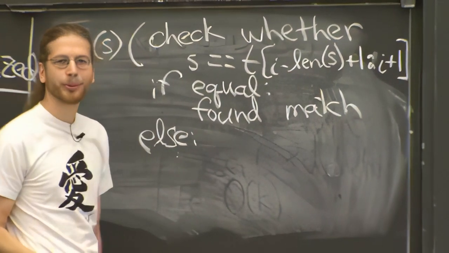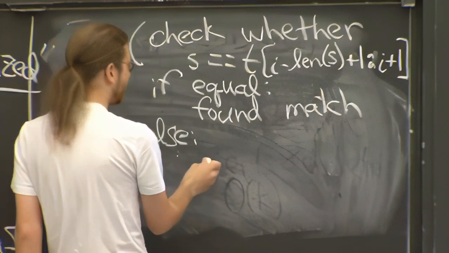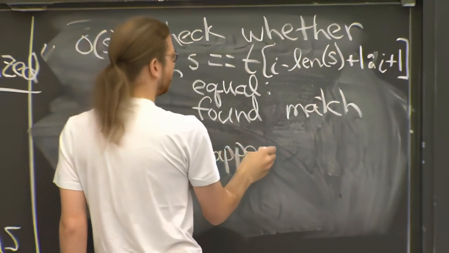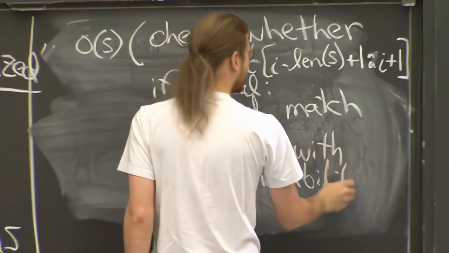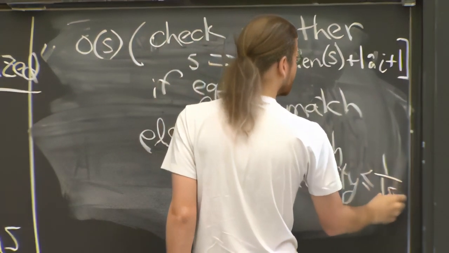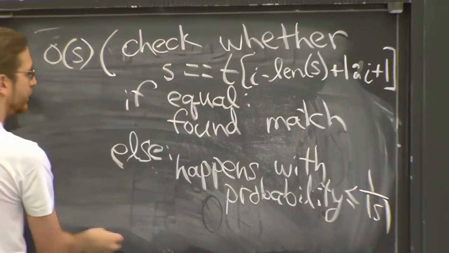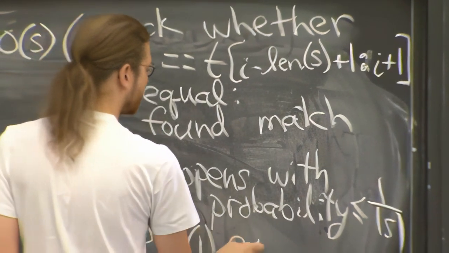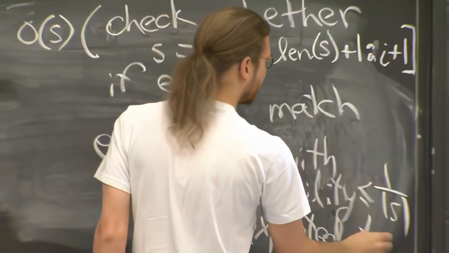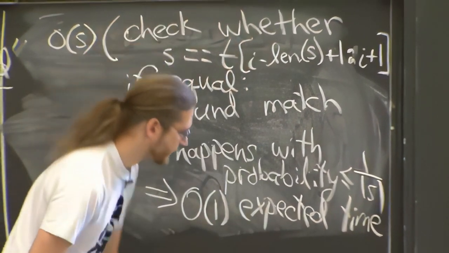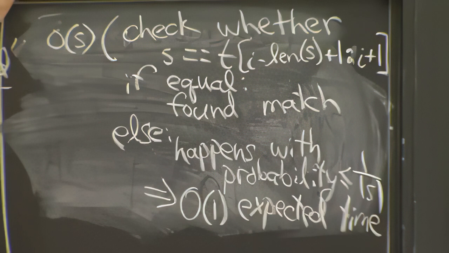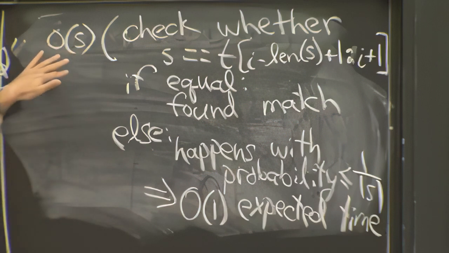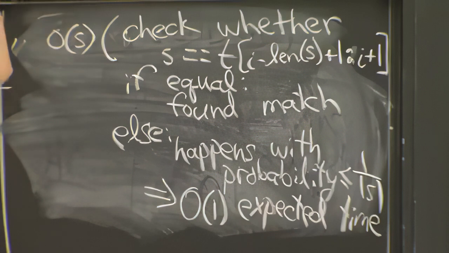If they're not equal, we basically hope, or we will engineer it so that this happens with probability at most 1 over s. If we can do that, then the expected time here is constant. So that would be good. Because then if skip and append take constant time, and this double checking only takes constant expected time, except when we find matches, and then we're okay with it, then this overall thing will take linear time.